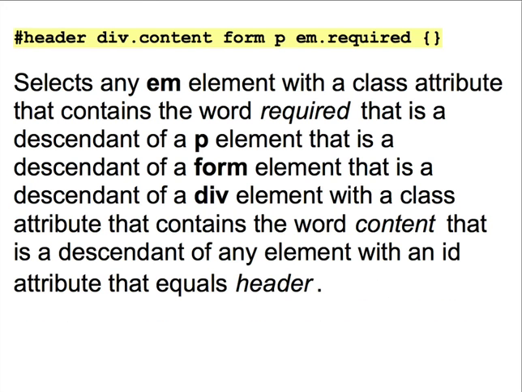And here's a really long selector. And to some extent this one is sort of done for learning purposes, but it's not an insane selector. You could see this on a page. So it selects any em element with a class attribute that contains the word required, that is a descendant of a p element, that is a descendant of a form element, that is a descendant of a div element with a class attribute that contains the word content, that is a descendant of any element with an ID attribute that equals header. This would be a heavy selector on your browser because all of these descendants would require a lot of matching. Challenging for your browser to perform.